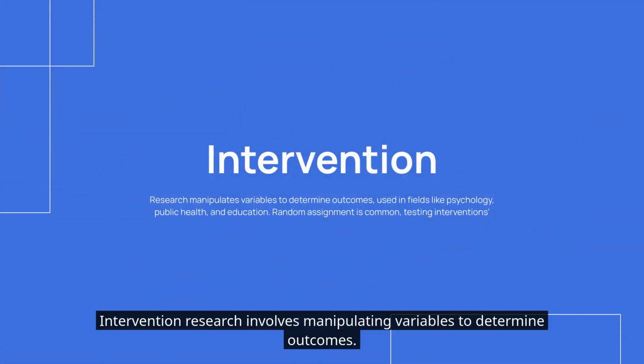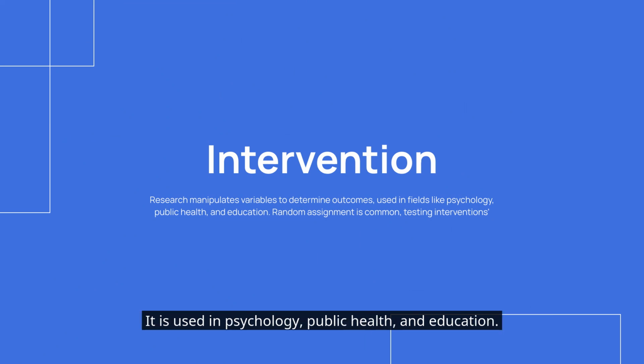Intervention research involves manipulating variables to determine outcomes. It is used in psychology, public health, and education. Random assignment of participants to groups is common. This research tests the effectiveness of interventions. Let's conclude our exploration of academic research and writing.